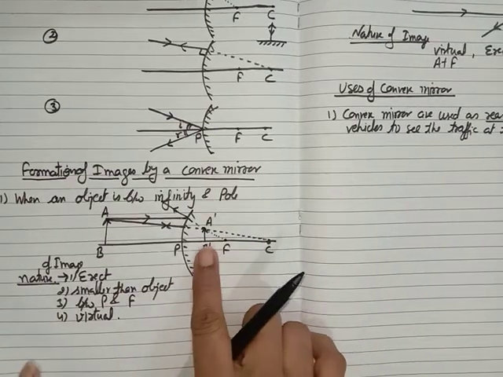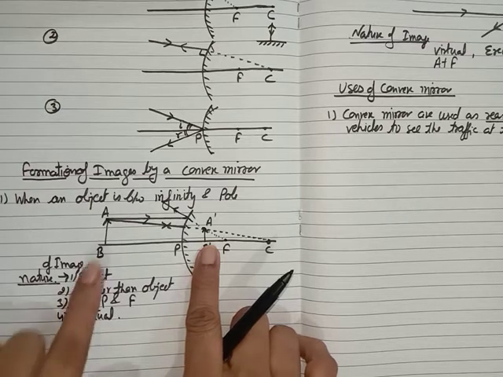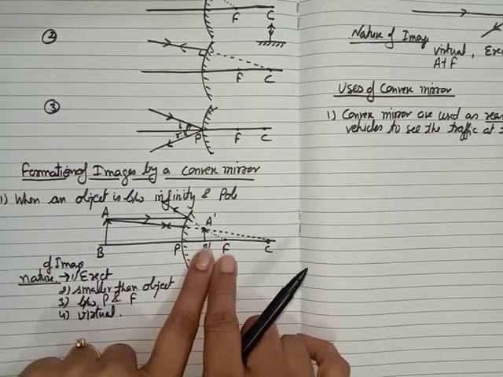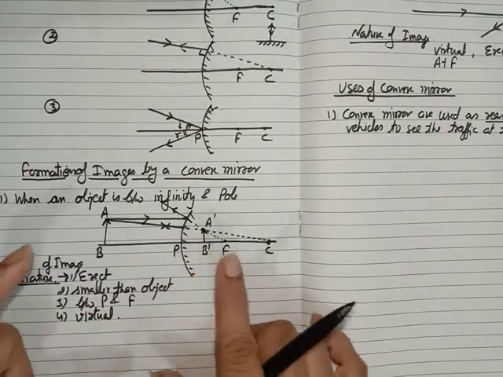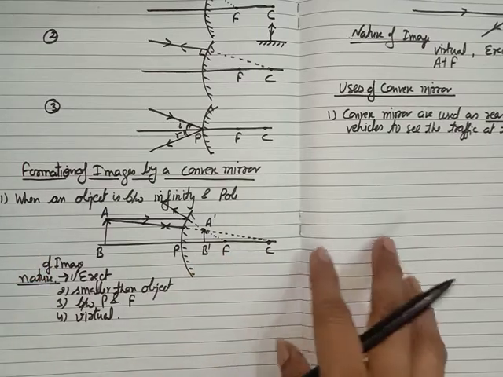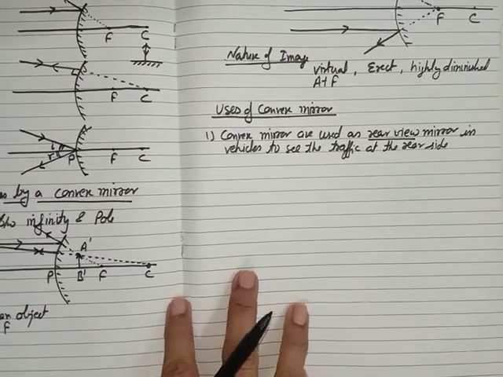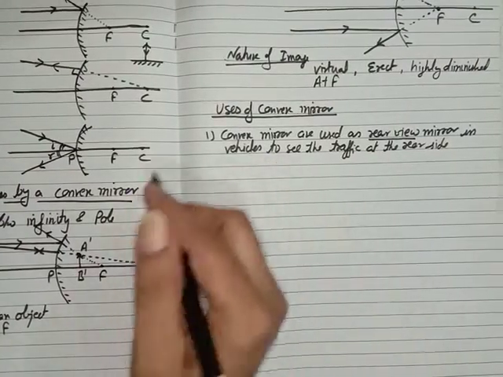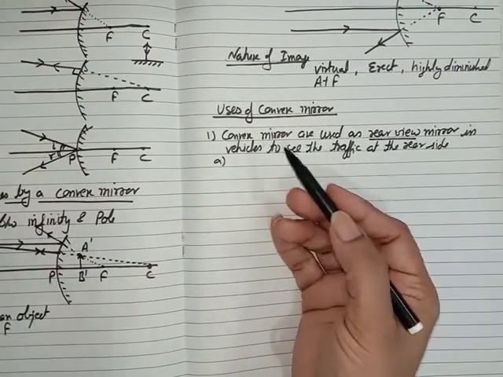And the second one is this: it always forms an erect image. The object can be anywhere, but we know that the image will always be erect. So the object which is behind us always looks erect to us. It always looks upright, not inverted. Okay, so these are the two reasons why we use the convex mirror as a rear view mirror. So you can write the points here.